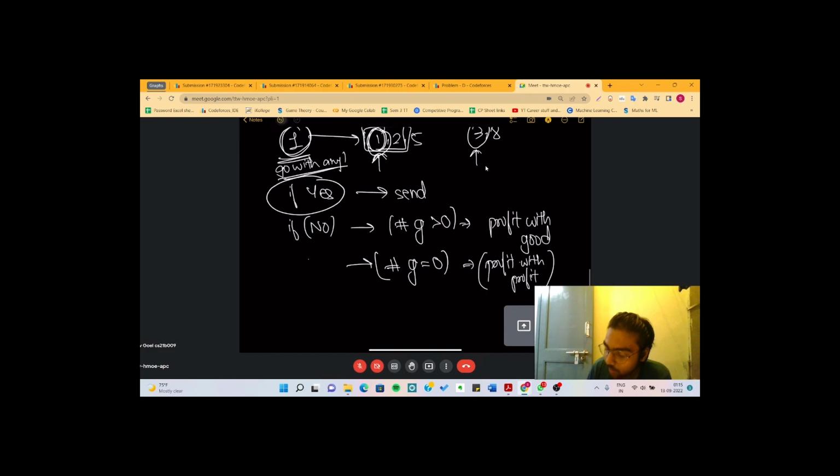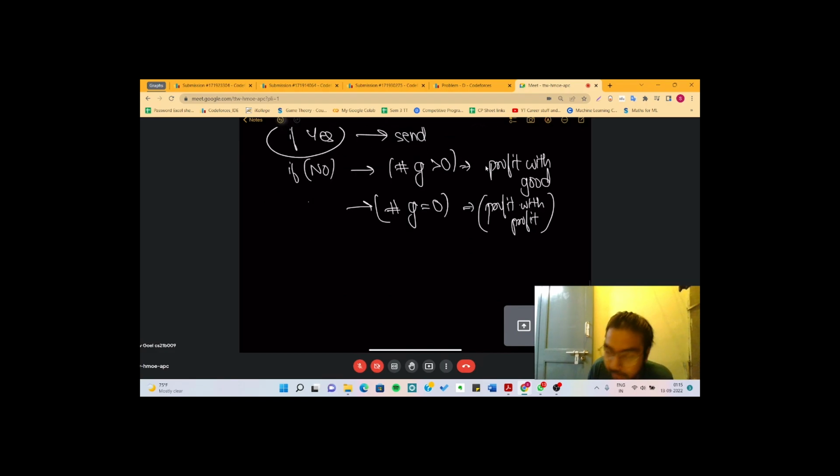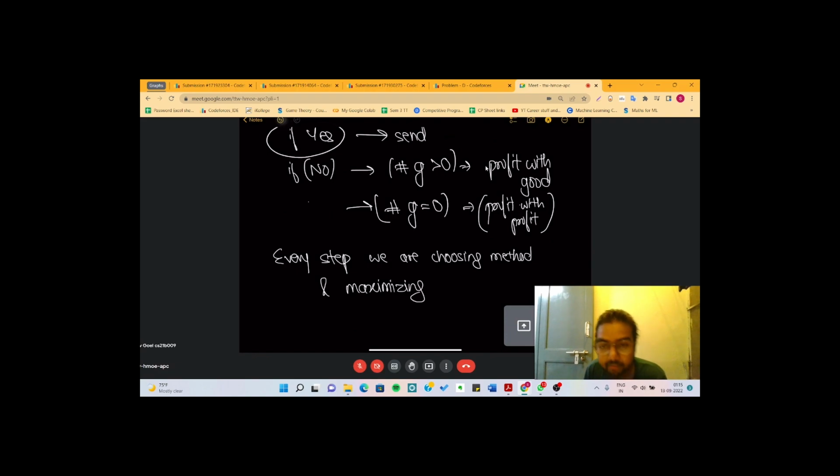Okay. Now how is this optimal? This is optimal because in every step we are choosing the best method, and we are maximizing the groups. Since we are choosing only two people, we are maximizing the groups in every step.